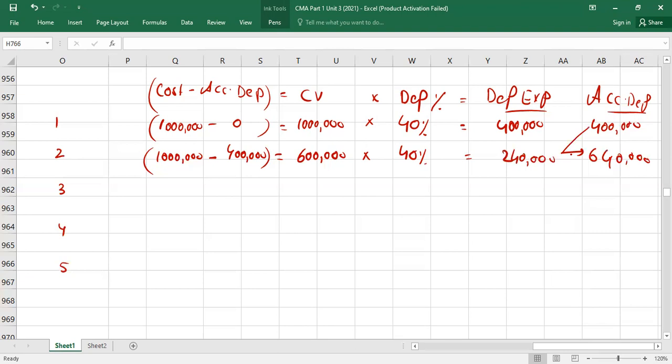Total depreciation till date. Year 3, again cost is how much? 1 million. Now accumulated depreciation is how much? 640,000. So carrying value will be 360,000 times 40%. How much? Please help me guys with the calculators. I want you to use them actually because here I'm going to discuss one important point.